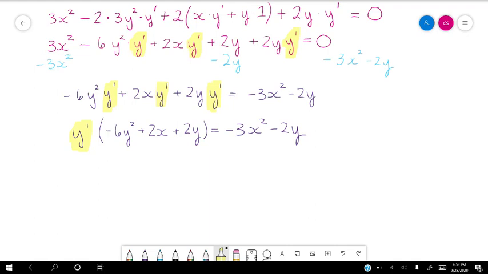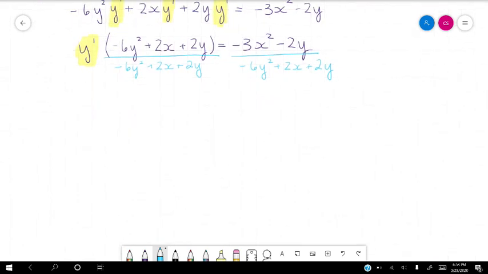And we're almost done. So we have y prime times this thing, kind of like coefficient, is equal to that right-hand side. So your final step when solving is you divide out by the coefficient. Whatever you do to one side, you do the other. Okay, and we're there. We have an equation for y prime or dy dx.